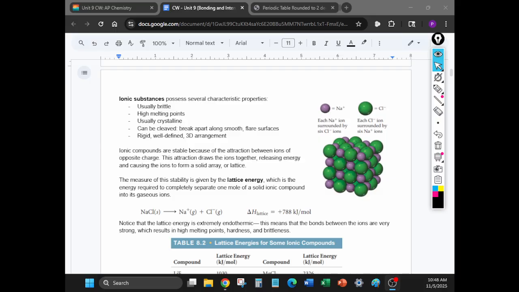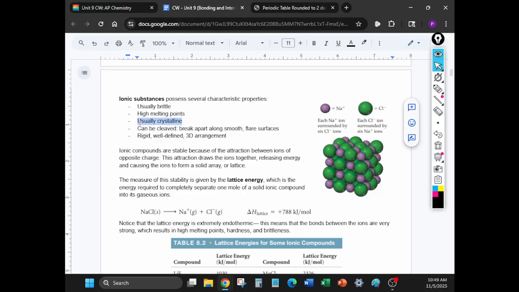Alright, so we're going to talk real quick about some of the physical properties of ionic compounds. You guys do not need to memorize this. I'm just going over it just so you're aware. Ionic compounds are very brittle. They have high melting points. They have a crystal structure, so they form like crystals. So think of like salt.